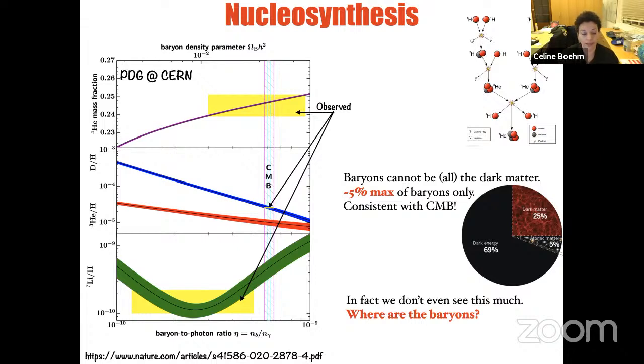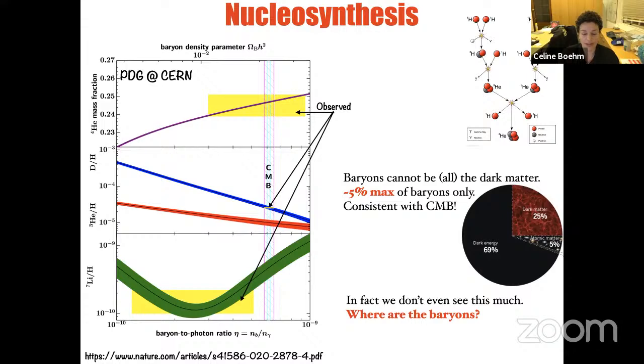And that's not the case. So this is often referred to as a lithium problem that evolves. People are trying to understand why the observed amount of lithium is not compatible with the prediction, or at least the correlation between what is observed for the other elements and what is derived from the CMB.